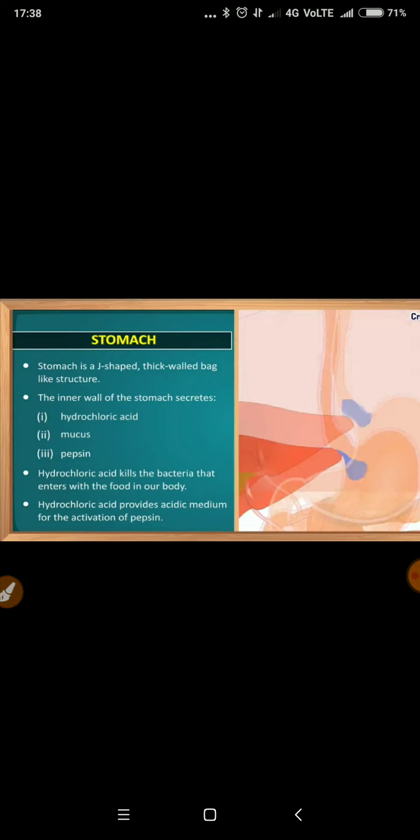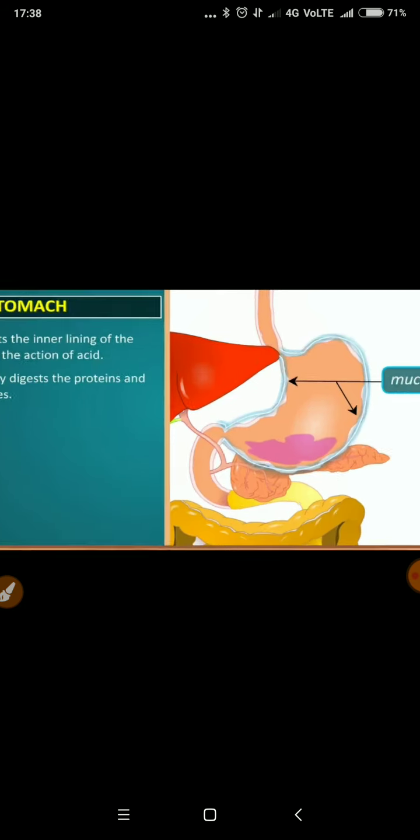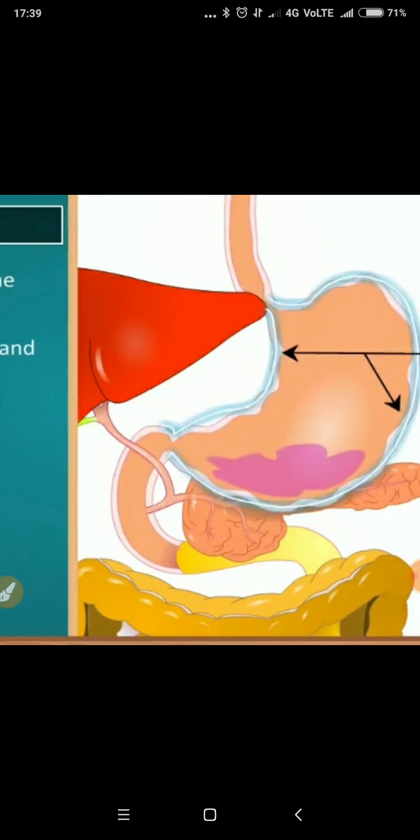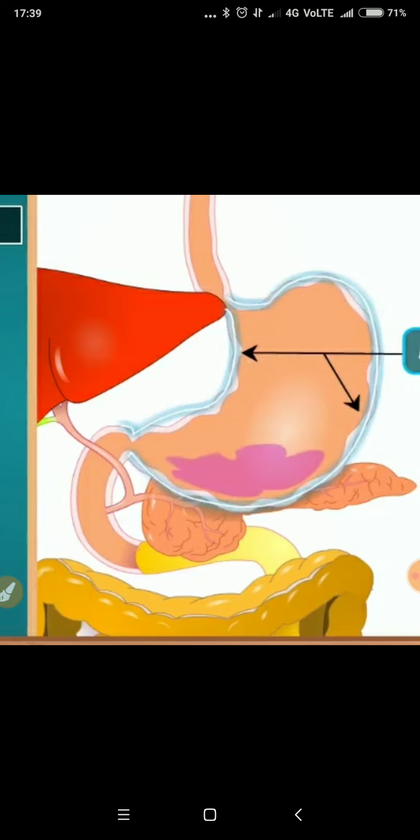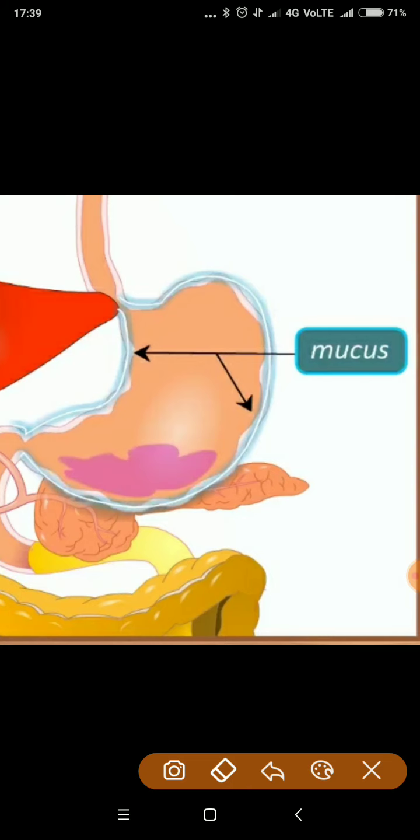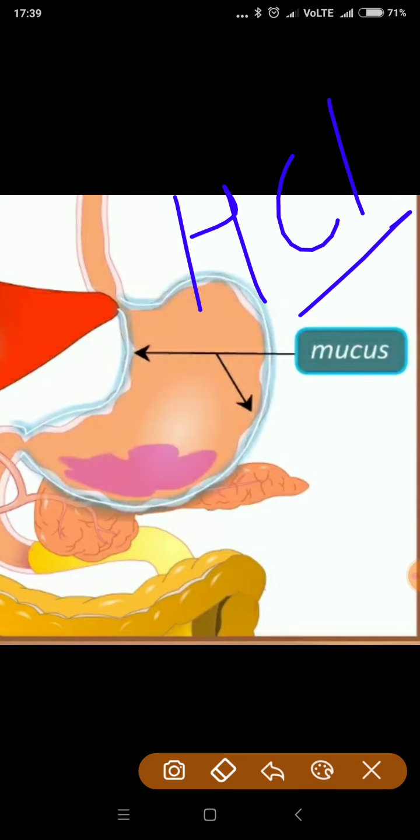Okay, so hydrochloric acid provides an acidic medium for the activation of pepsin also. And mucus, what is the function of mucus? Are you able to see the inner lining of the stomach? Okay, ये जो अंदर की वॉल है स्टमक की, mucus will protect this inner wall. किससे बचाएगी? हाइड्रोक्लोरिक एसिड से. Okay, because that hydrochloric acid may damage this.